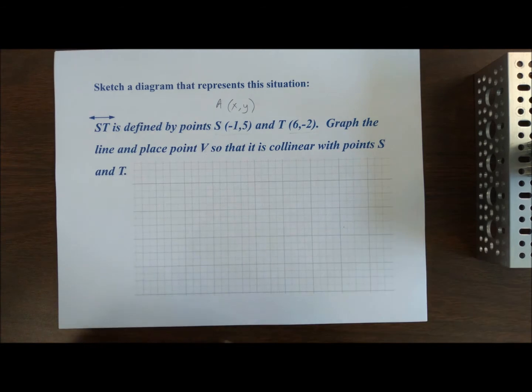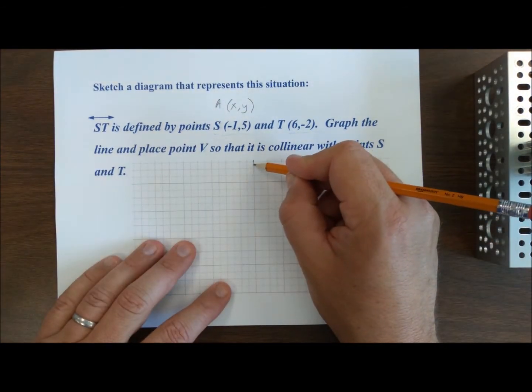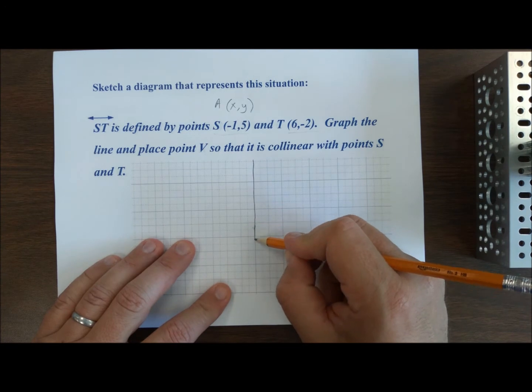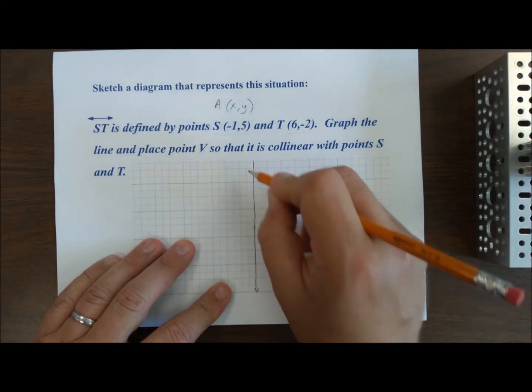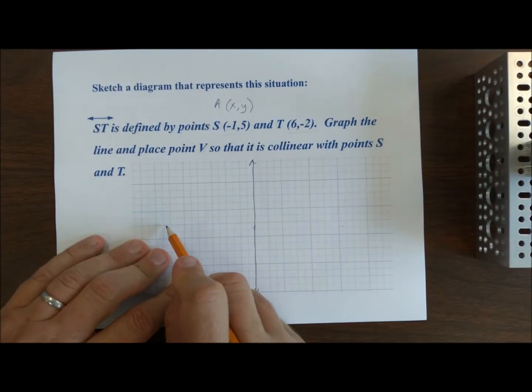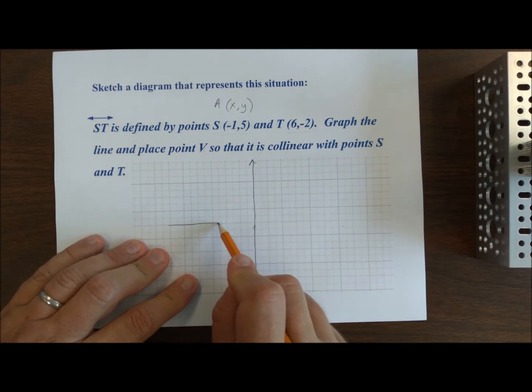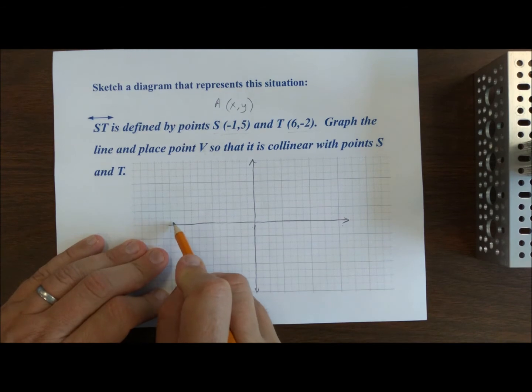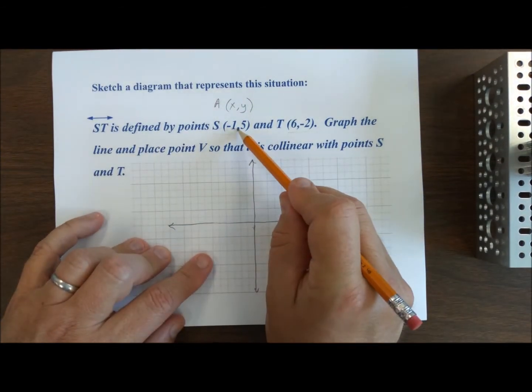Okay, so I'm going to go ahead and say that this is my y-axis. If you want to do this with a straight edge, you can, but you don't have to. You just got to sketch it out so you can give yourself a picture and understand what it is we're trying to accomplish here. So I got point S at -1, 5.